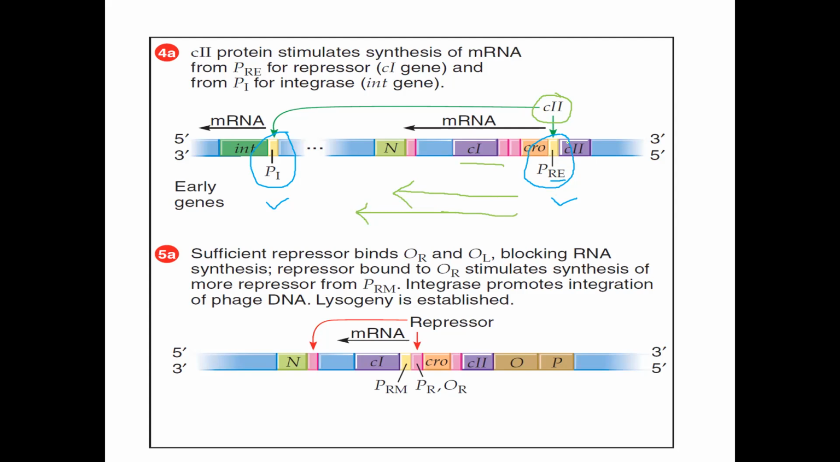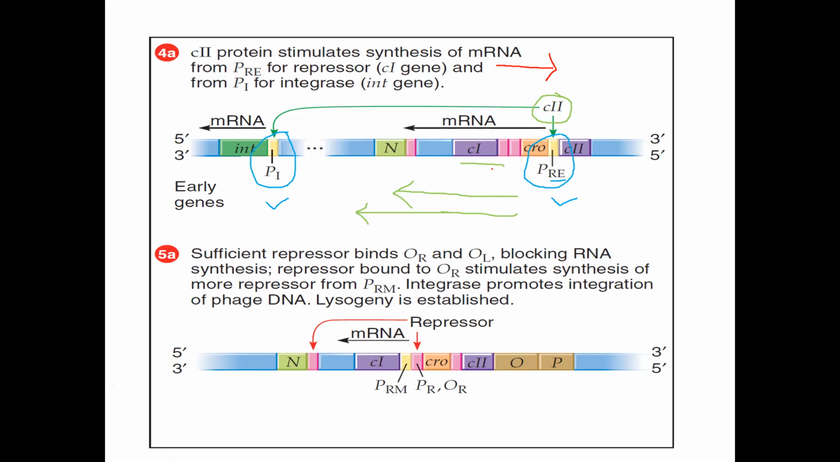But CRO will not be transcribed here because, as I told you, CRO is made in another direction, the rightward direction, from a different promoter. So CRO will not be made here. C1 will be made, and from promoter PI, integrase would be made. So C2 protein stimulates the synthesis of mRNA from PRE for the C1 gene and from PI for integrase.